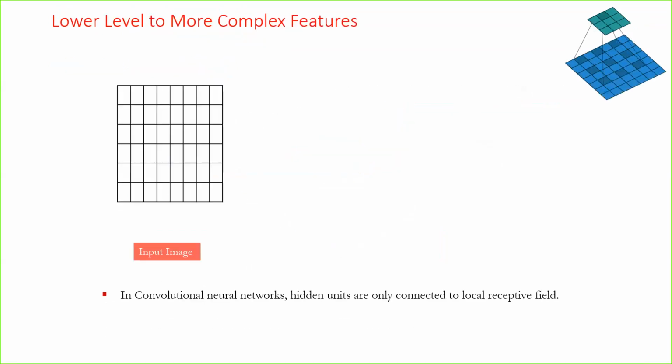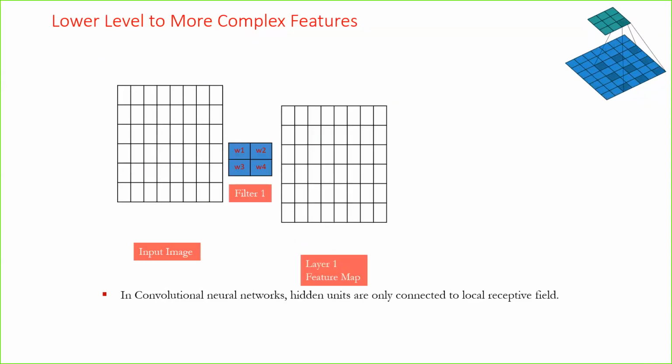Fine. So in the convolutional neural network, hidden units are only connected to the local receptive fields. Unlike in a fully connected neural network, not every neuron in the previous layer is connected to every neuron in the next layer. It is only connected to the local receptive fields. Let us say each and every entry in this image is one neuron in the convolutional neural network.